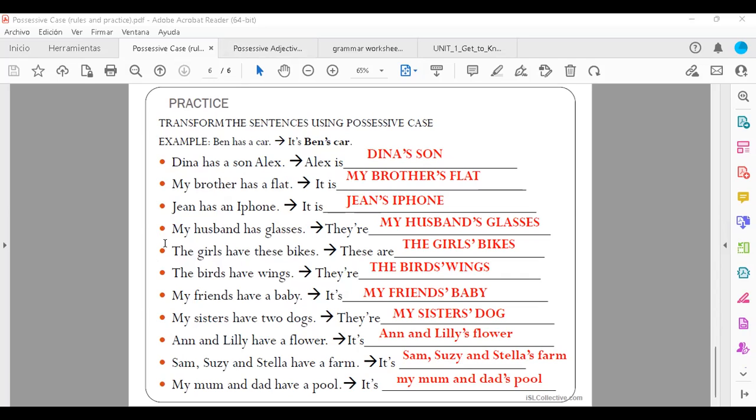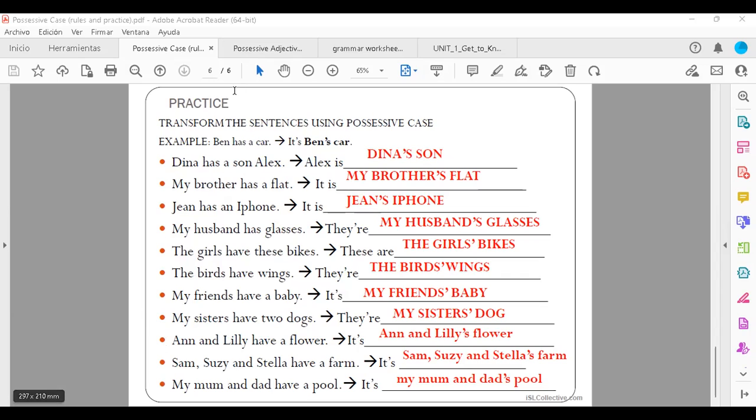The girls have these bikes. These are the girls' bikes. Okay, perfect. William? The birds have wings. Okay. They're the birds' wings. Perfect. And the next one, please help us with that one. Johnny? My friend has a baby. It's my friend's baby. Okay. Francisco? My sister has two dogs. They're my sister's dogs. Okay. Oscar, continue.